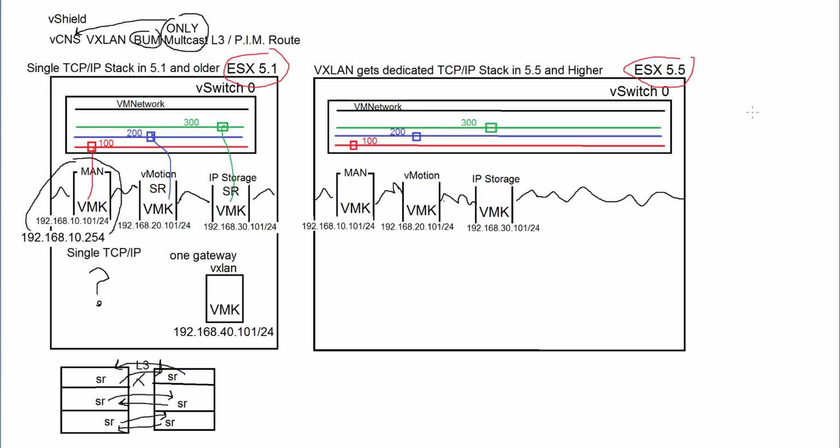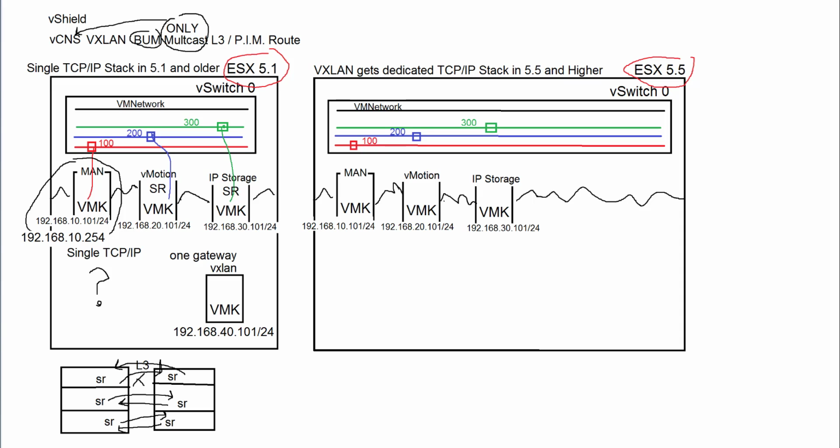All right, so now how do things change? If we go to 5.5, how is it going to be different? Well, it's going to be a lot different, because in 5.5, when you deploy your VM kernel NIC for VXLAN, now we're going to get a dedicated TCP/IP stack.